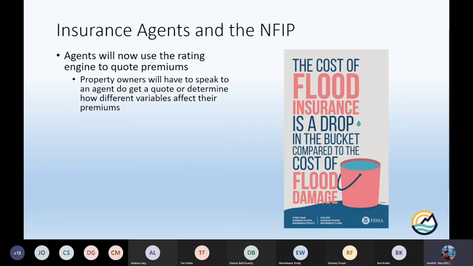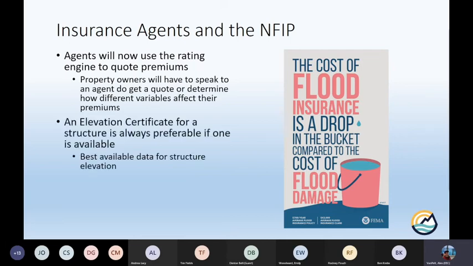So right now, we have to send folks to agents to have the agent quote the premiums. But once Risk Rating 2.0 rolls out, property owners are going to be able to talk to them about how different mitigation actions could affect them, how different variables affect their premiums, things like that.